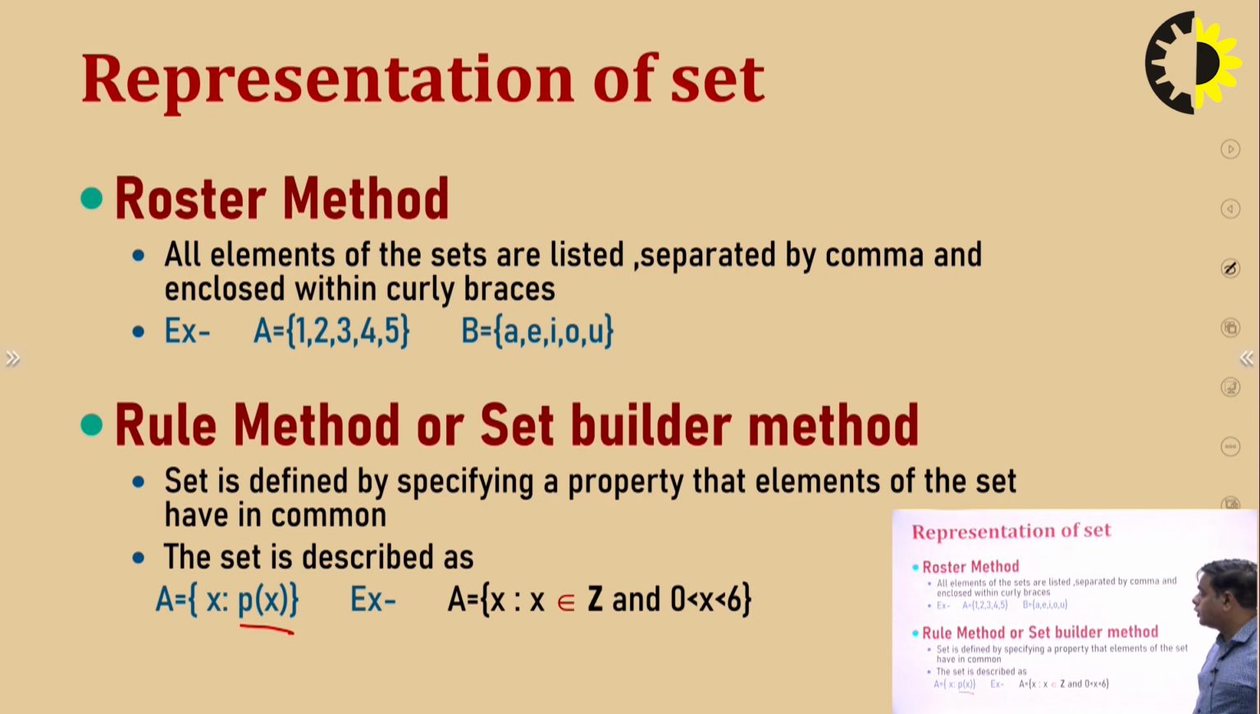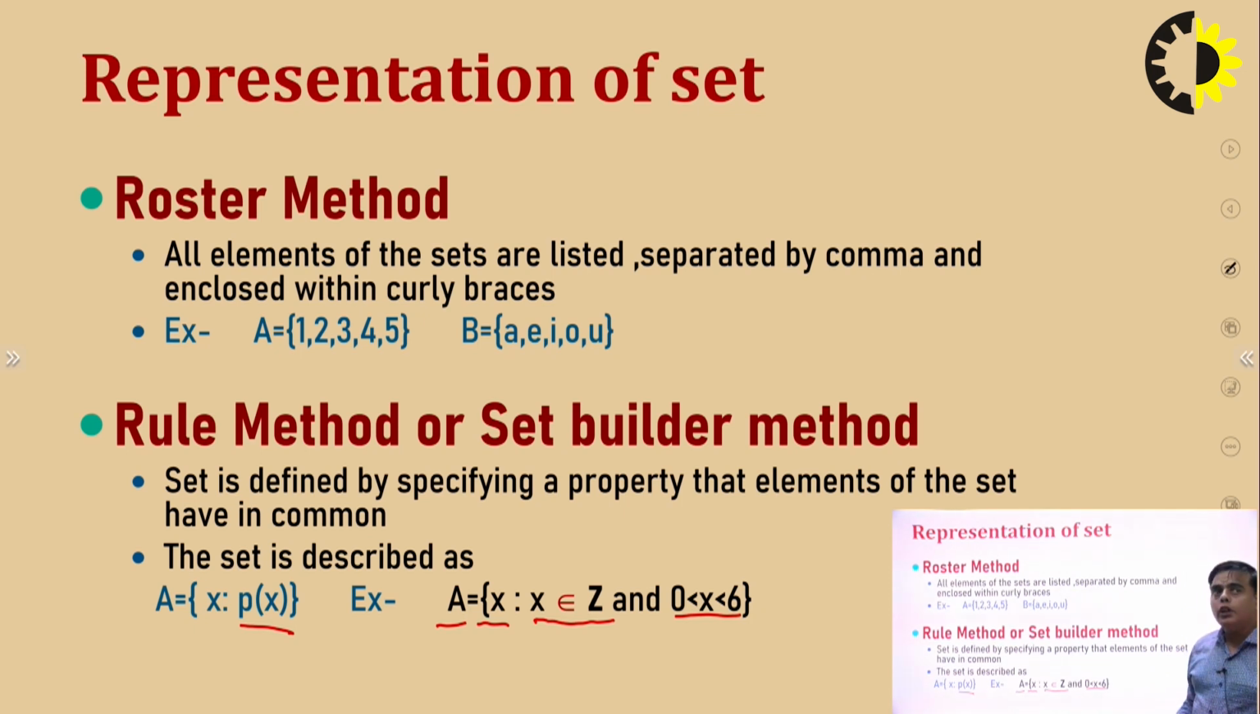So suppose you are writing a set in set builder form, that means there is a set A, it contains X type of element, and what is the definition of X, or what is the property of X for which you are creating a set? That means X belongs to Z, X is an integer, and this integer lies between 0 and 6. So this particular set contains 5 elements: 1, 2, 3, 4 and 5, because X belongs to Z and X lies between 0 to 6. Which elements will come between 0 and 6? 1, 2, 3, 4, 5.